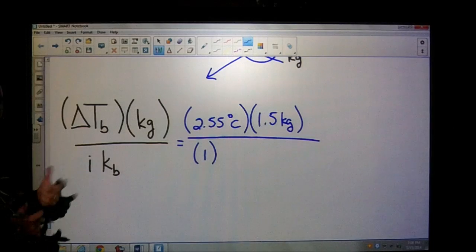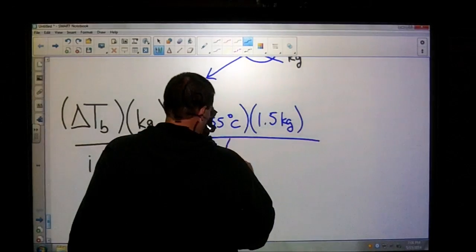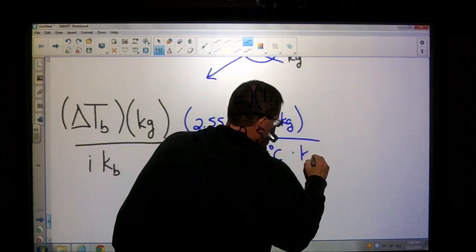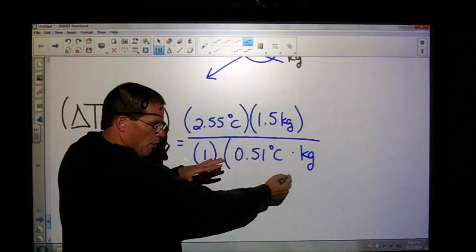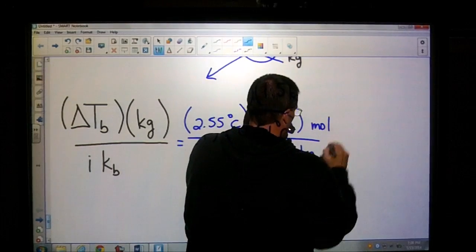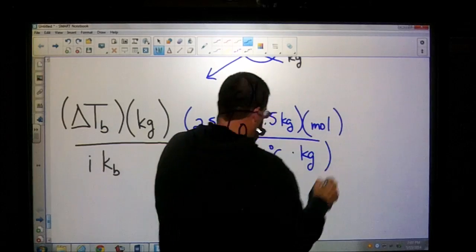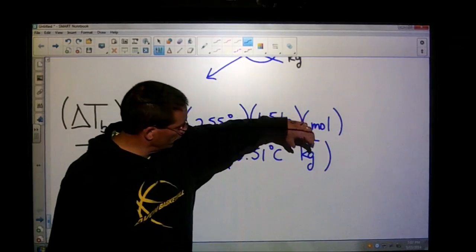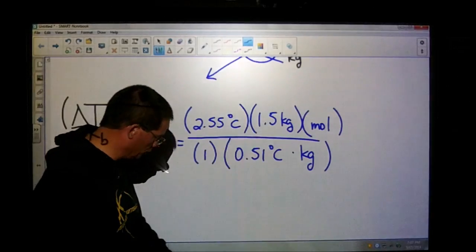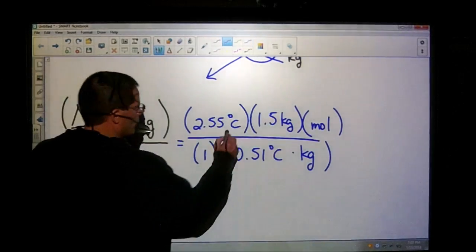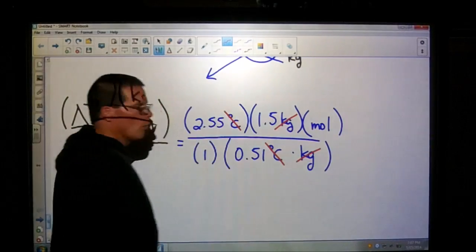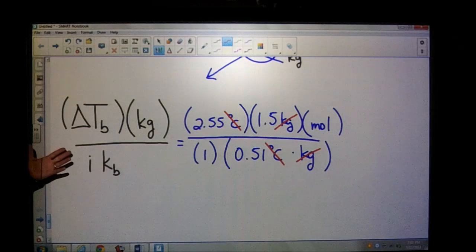The K sub B, that's our constant, which in this case is 0.51 degrees Celsius kilogram. Now let's not draw another division line here. Let's put that mole up here. So it's 0.51 degrees Celsius kilogram divided by mole. Put the mole on the opposite side. Let's see where we're at here. So units, degrees Celsius, goodbye. Kilograms, goodbye. What unit remains? Moles.